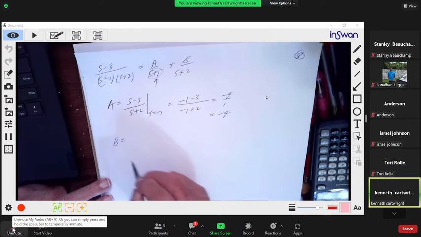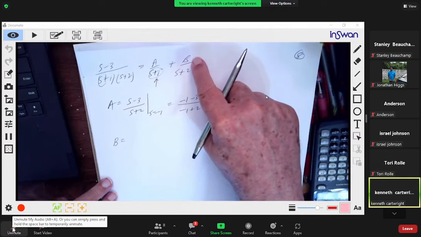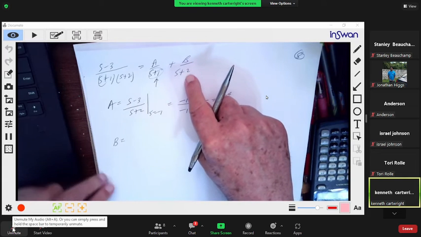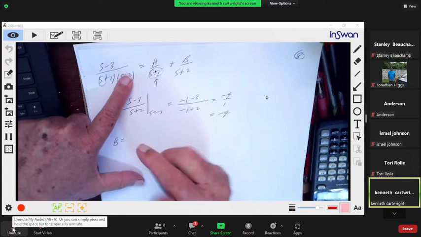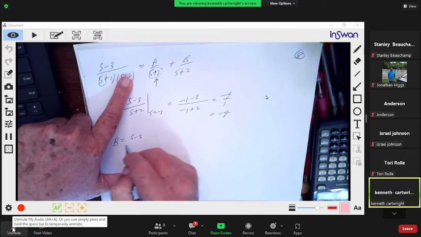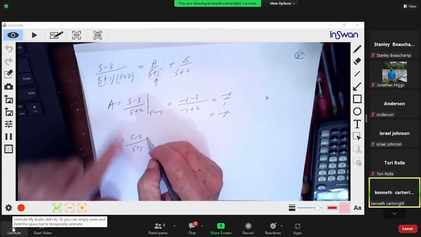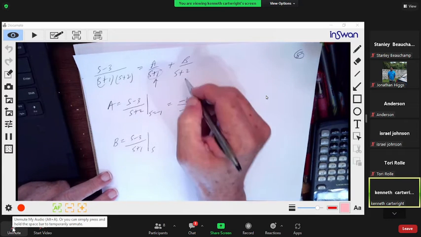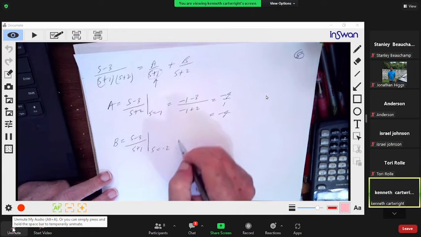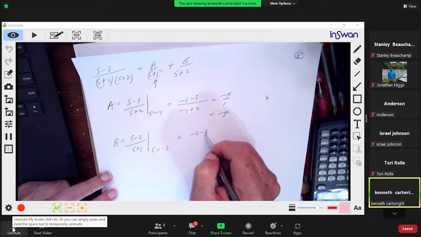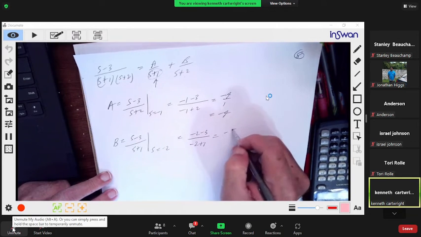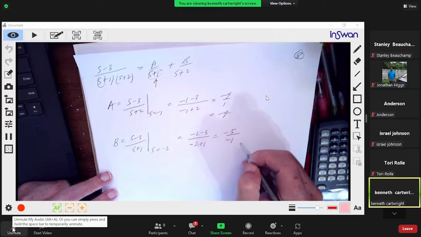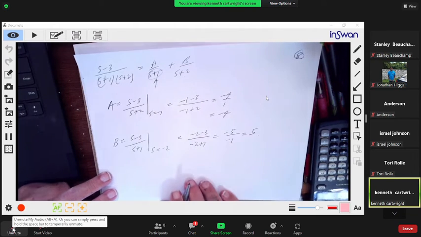And here's B now. B is the coefficient of s plus 2. So we hide s plus 2, and we're left with s minus 3 over s plus 1. Then we evaluate at this root. Which is what we got before.